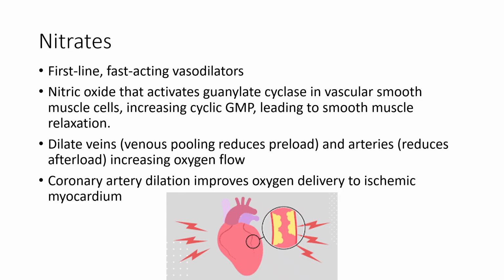These drugs dilate veins, which allows venous pooling to reduce preload. Likewise, arteries are also dilated to reduce afterload, thereby increasing oxygen blood flow to the heart. Coronary artery dilation improves oxygen delivery to ischemic myocardium. The net effect is a lowered myocardial oxygen demand with an increased supply.